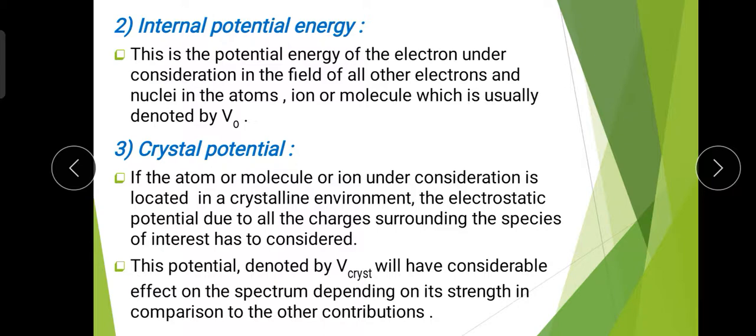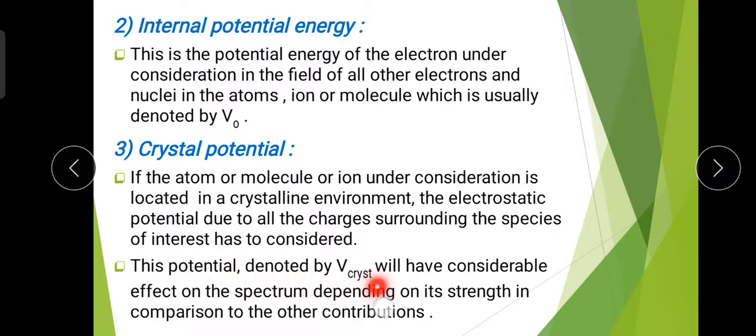So we can consider their electrostatic potential. If we consider the crystalline environment of the particular electron under consideration, then we get the electrostatic potential due to all charges surrounding the species. That means this electron experiences the electrostatic potential due to other charges, that means due to other electrons. Due to this interaction we get the crystal potential, and all this happens in the presence of the crystal environment. So it is called the crystal potential.